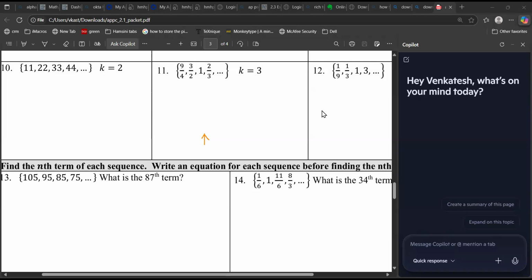Okay, now I want to quickly move into 2.2. Let's see how to go to 2.2. So you know how to find whether it is an arithmetic sequence or a geometric sequence or neither. I really want to explain this more.